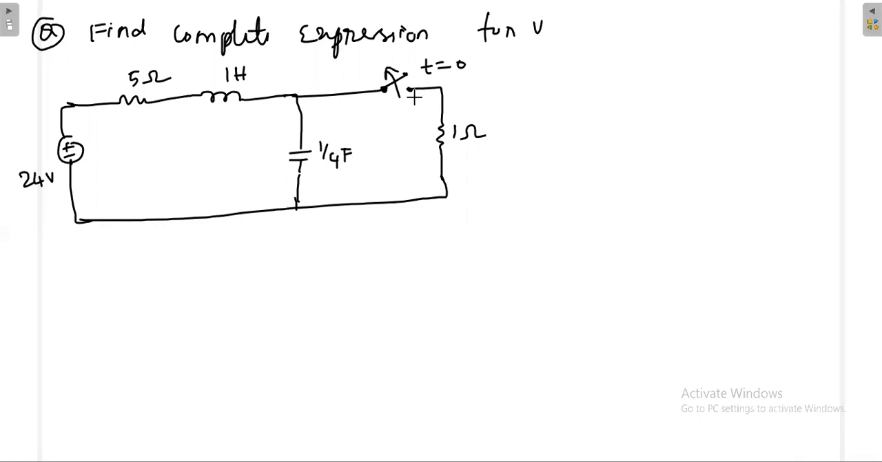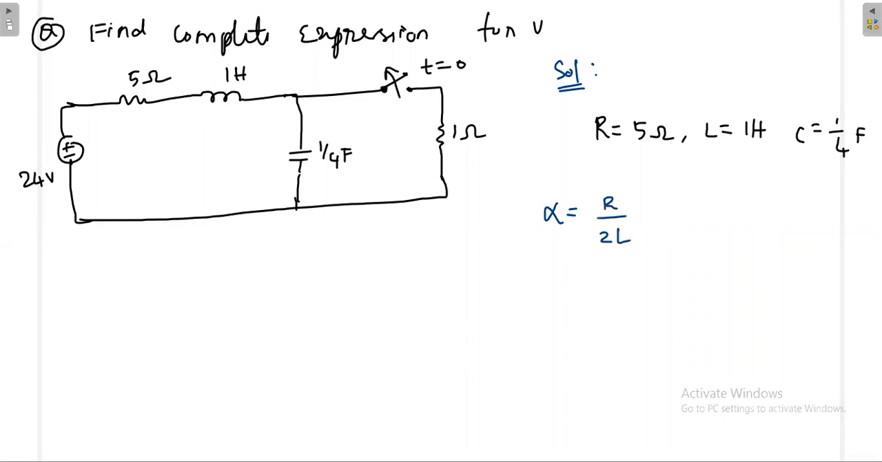That's okay. Then after opening the switch, what is the state of the circuit? After opening the switch, this is like series RLC with R equal to 5 ohm, L equal to 1 Henry, and C equal to 1/4 Farad. This is the state of the circuit after opening the switch. Then if it is series RLC, what is alpha? Alpha is R by 2L. What is omega? Omega is 1 by square root of LC.